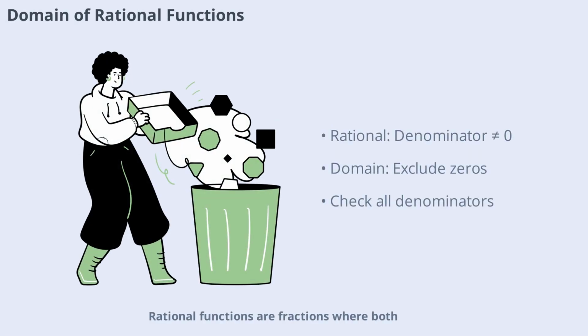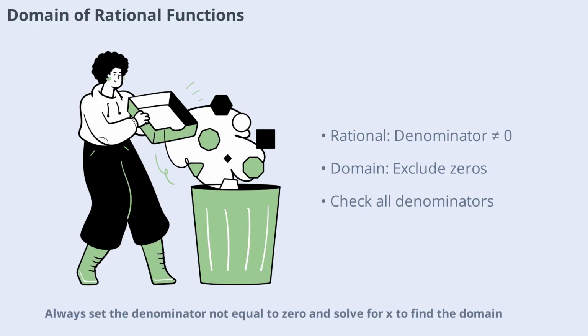Rational functions are fractions where both the numerator and denominator are polynomials. The domain is all real numbers except where the denominator is 0. Always set the denominator not equal to 0 and solve for x to find the domain.